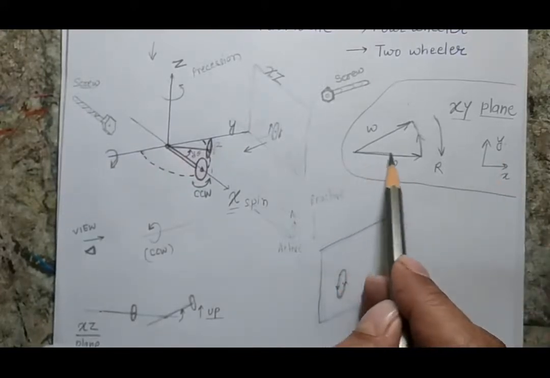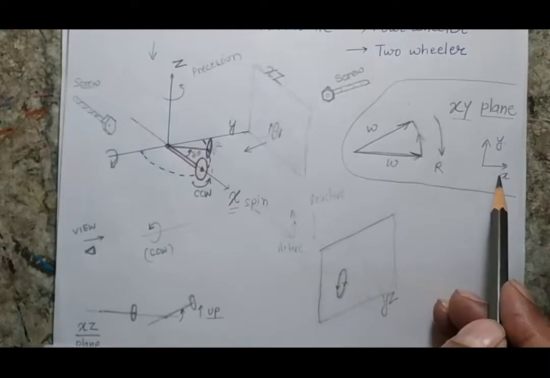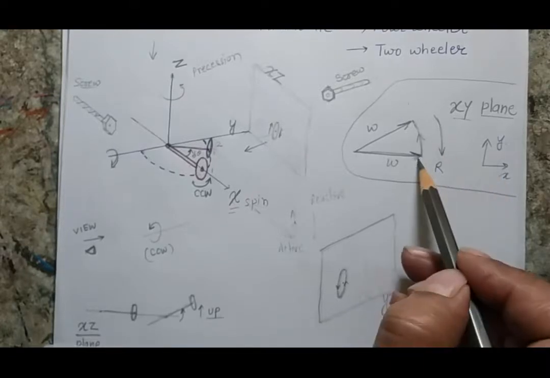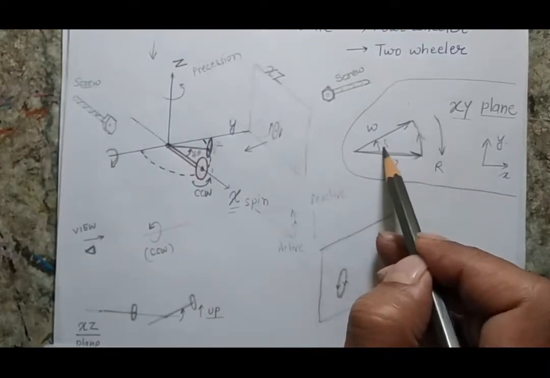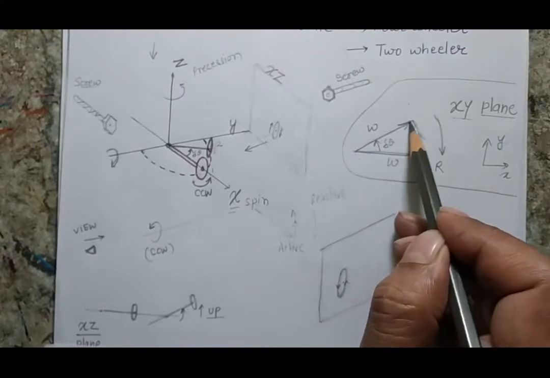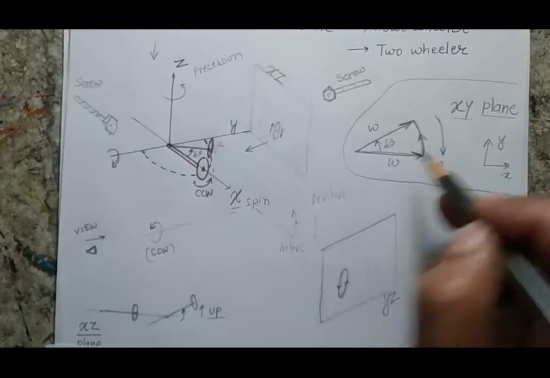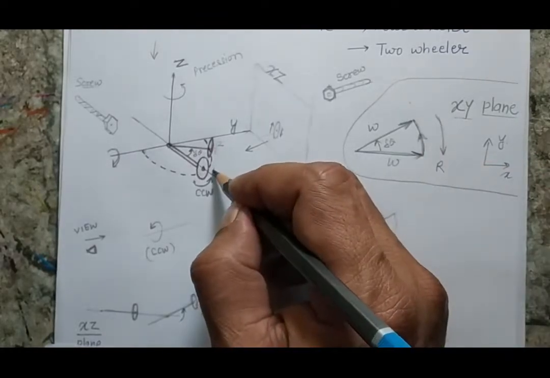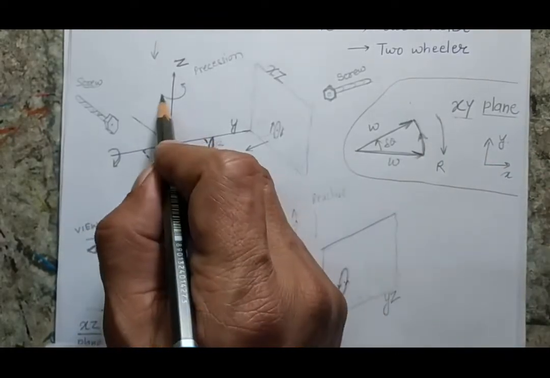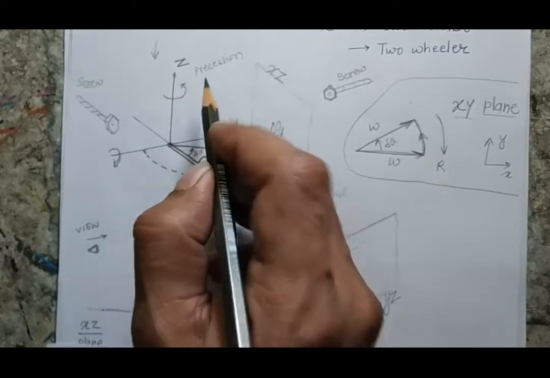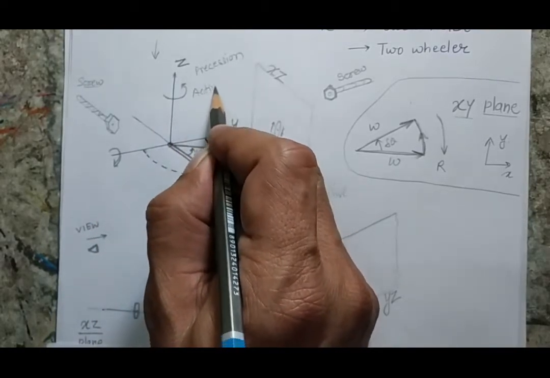My angular velocity, initially it is along the x-axis, and now if I give a rotation of del theta, my angular velocity vector will be here. So this is my active torque. When I am moving my rotor from here to here, or I am giving certain active torque or precession torque, so this is my active value.